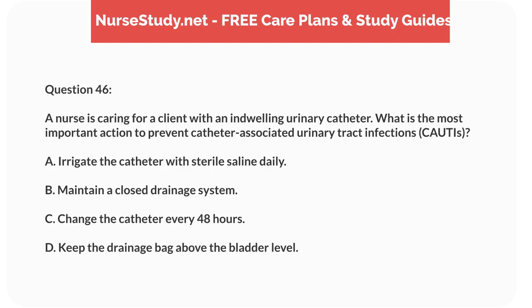Question 46. A nurse is caring for a client with an indwelling urinary catheter. What is the most important action to prevent catheter-associated urinary tract infections, CAUTIs? A. Irrigate the catheter with sterile saline daily. B. Maintain a closed drainage system. C. Change the catheter every 48 hours. D. Keep the drainage bag above the bladder level.